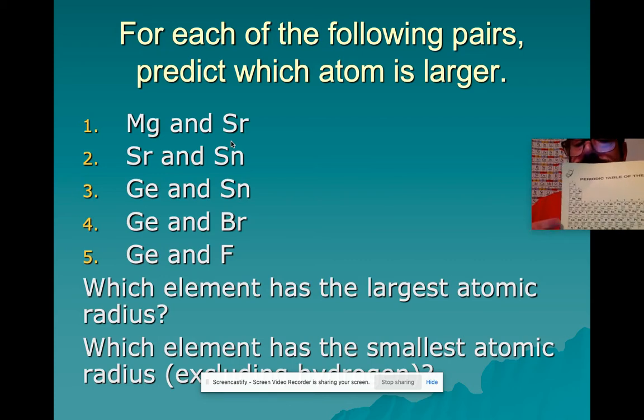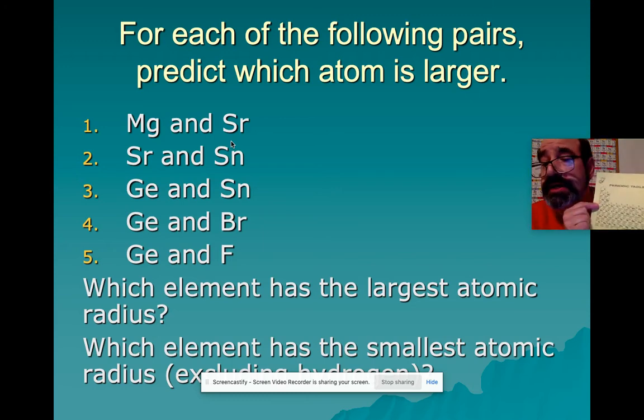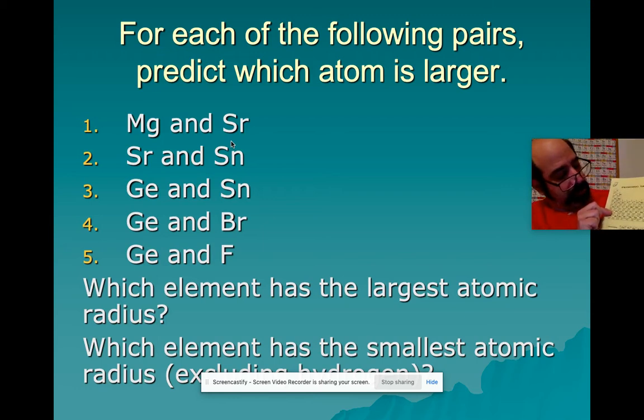We're going up and down. Which one's bigger? The bottom one, of course. Why? Because it's on the bottom? No. Because of up and down reason, shells and shielding. Sr has 1, 2, 3, 4, 5 shells. Magnesium has 1, 2, 3 shells. So more shells, the bigger the onion. That is why strontium, Sr, is bigger than magnesium. That's the up and down reason.